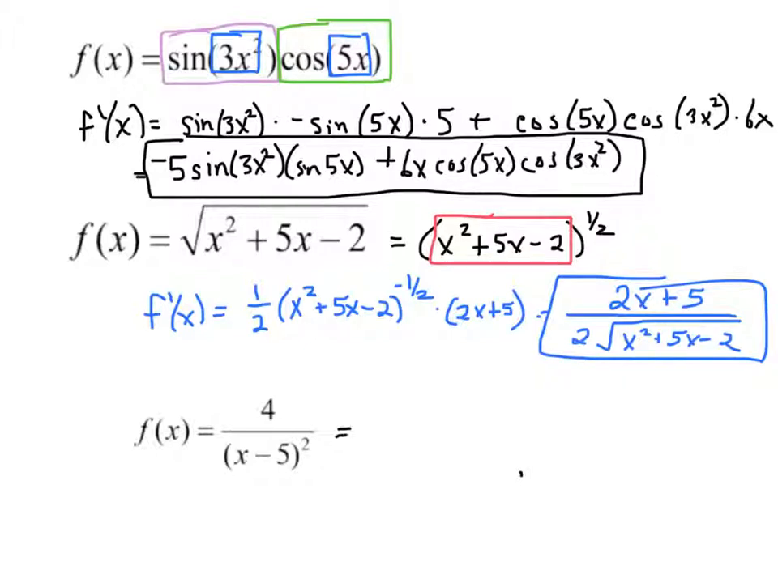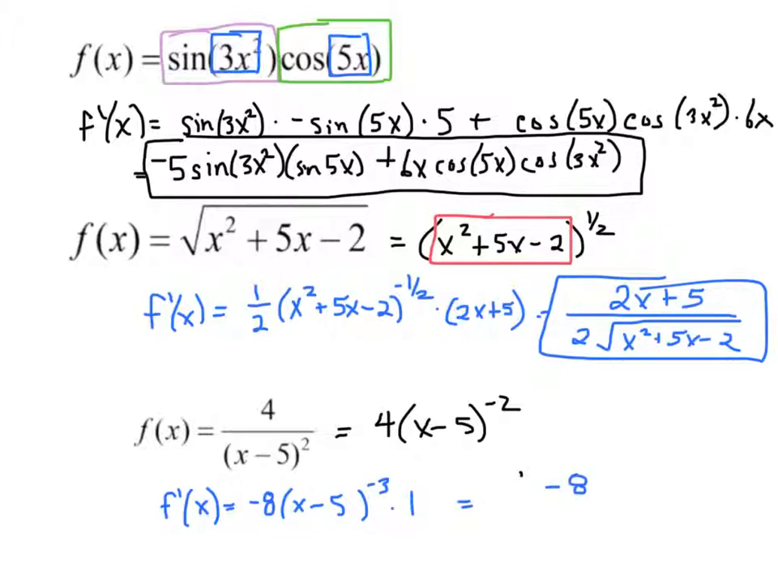All right, last one. I'm going to rewrite this as 4 times x minus 5 to the negative second. And again, I do that because the top is a constant. If it weren't a constant, I would use quotient rule. So we multiply 4 by negative 2, and then drop the power, leave the inside alone, and then multiply by the derivative of the inside, which is just 1. So I end up with negative 8 over x minus 5 cubed. So just some examples on chain rule.